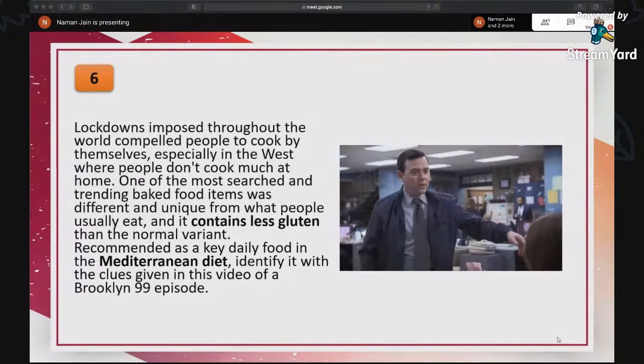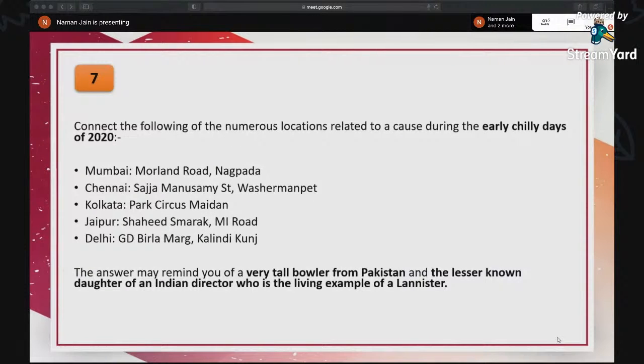Question number 7. Connect the following numerous locations related to a cause during the early chilly days of 2020. Mumbai, Moreland Road, Nagpada. Chennai, Sajja Manusami Street, Washerman Pit. Kolkata, Park Circus Maidan. Jaipur, Shahid Smarak, MI Road. Delhi, GD Birla Marg, Kalindi Kunj. So connect these places to an event that happened in the early chilly days of 2020.